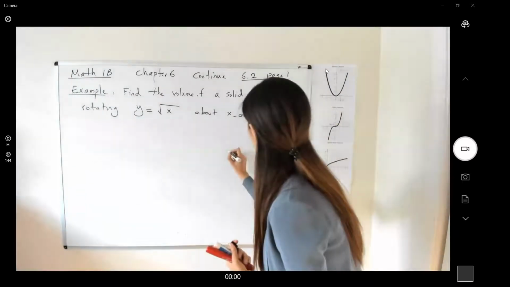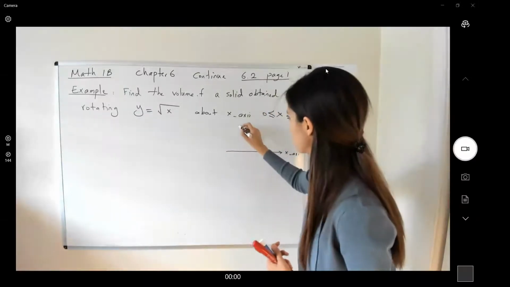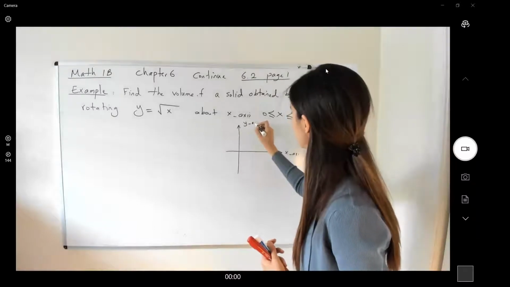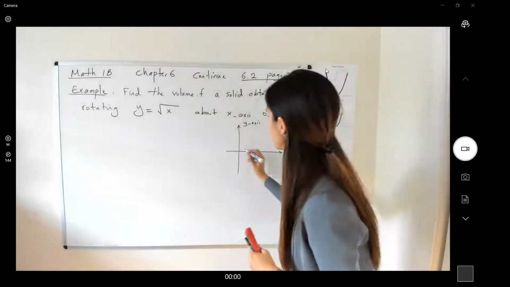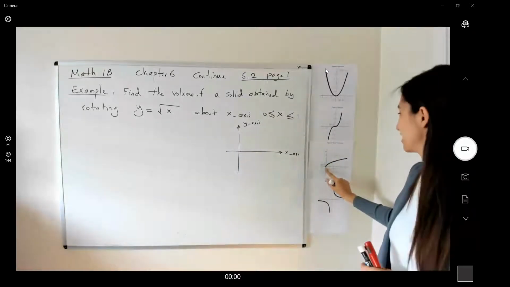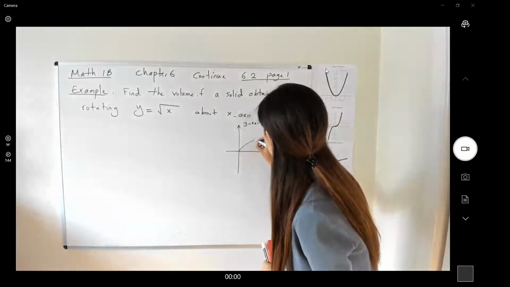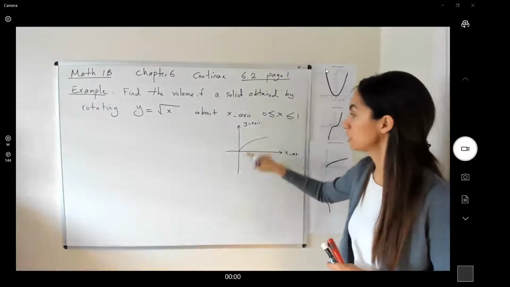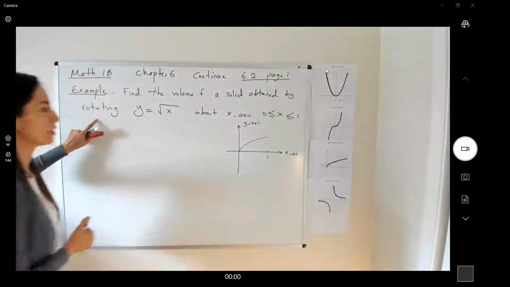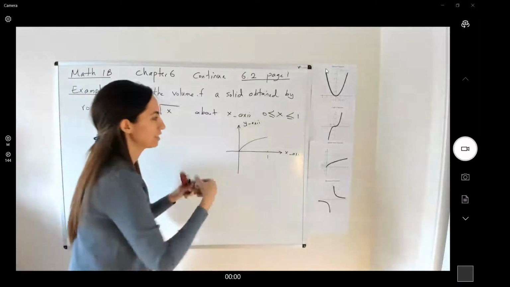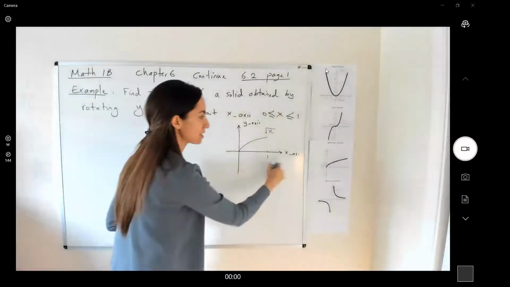This is the graph of square root of x. Y equals square root of x. You know that here you have the square root function. So the graph behaves like this. And since x ranges between 0 to 1, we stop at 1. Then we're going to rotate this graph, rotate square root of x with respect to x-axis.